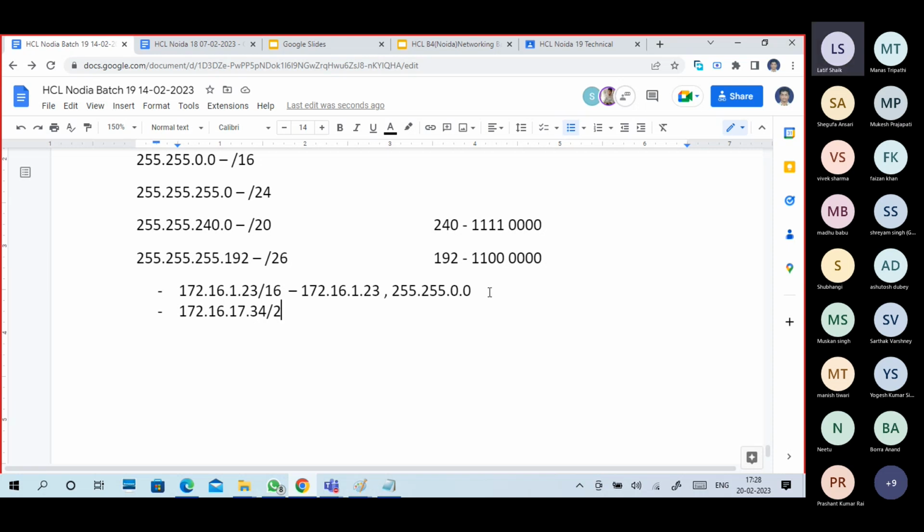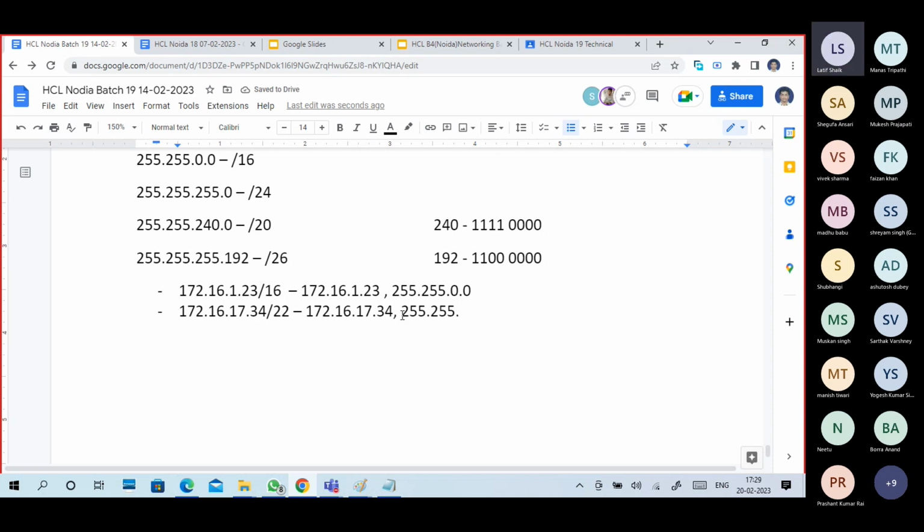4/4, 5, 6. So 6 is good. Okay, so I have to calculate 22. So it means the IP address is this one only, but the network will change. As compared to this, the network portion is this one. In this one, the network portion is different, because when the subnet mask changes, the host and network portion will be different.